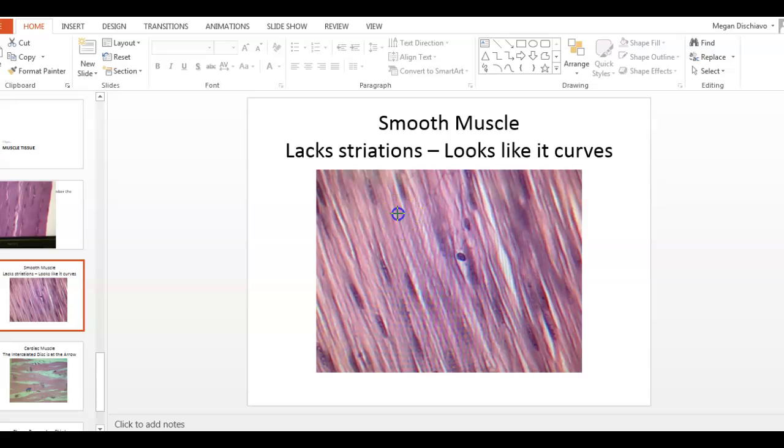Okay, smooth muscle. Smooth muscle has long, pointy muscle cells.